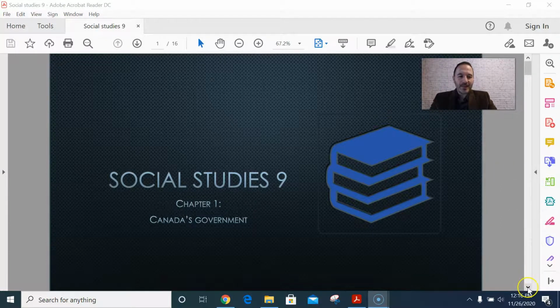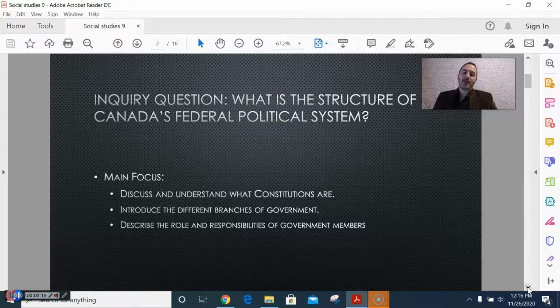And in this particular presentation, what we're going to do, guys, is we're going to look at the structure of Canada's federal political system. And we're going to address three basic questions. Number one, we're going to discuss and understand what constitutions are, and they're beautiful. Number two, we're going to introduce the different branches of government, okay, not levels, but branches. We're not talking about municipal, provincial, and federal. We're talking about something different.